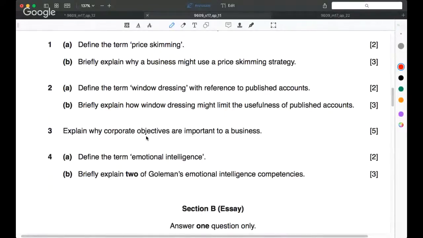Market share, market standing, innovation, productivity, physical and financial resources, profitability, management, employees, and public responsibility. They're the sort of 8 or so examples of where a corporate objective is useful.